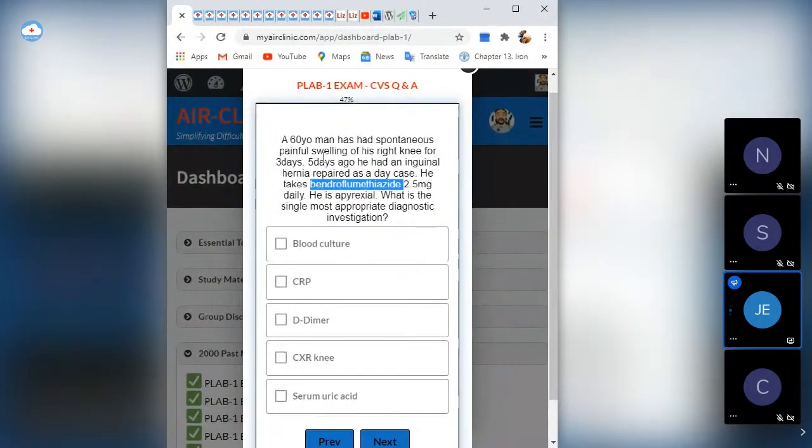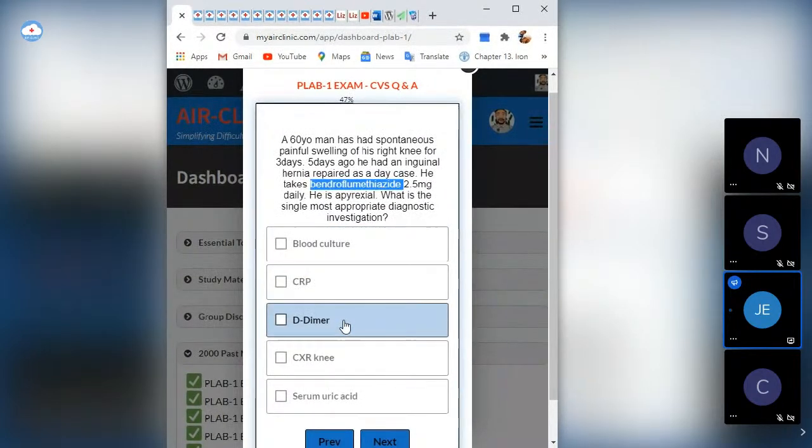Dr. Kara, I mean, because he had an operation 5 days ago, something that made him stay in one place, like surgery. He takes this daily. He doesn't have fever. This, he doesn't have fever, helps us to rule out septic arthritis. So it's not blood culture. It's not C-reactive protein because it's not infective. From this, he doesn't have fever. He's hyperexia. He has surgery and he's hypertensive.